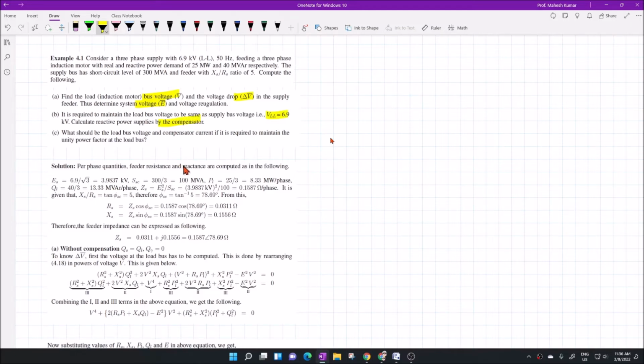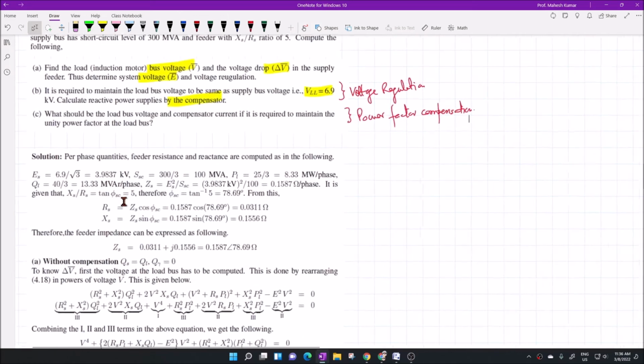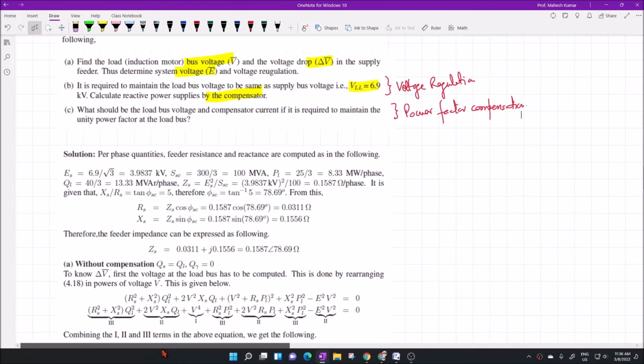And in the third part, we will find out what the voltage at the load bus will be for unity power factor compensation and what the rating of the compensator will be. So the first two aspects belong to voltage regulation, and this aspect belongs to power factor compensation. Okay, we will see one by one. So let us start.